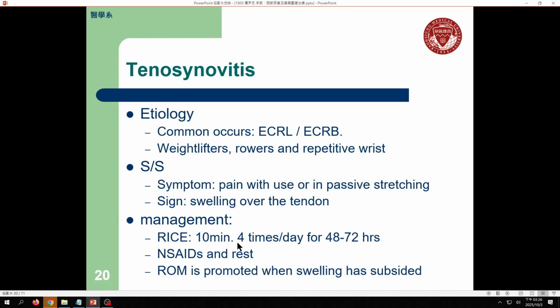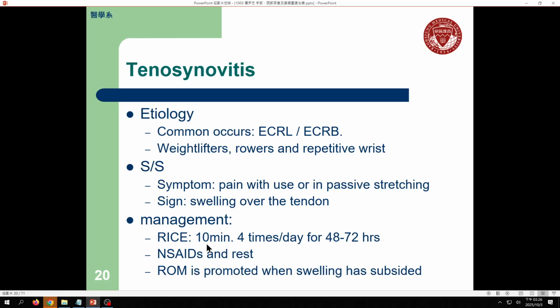Some protocols say 10 minutes is okay, but some say 20, not above 30 minutes, right? And then 4 times per day for 3 days. Why 3 days? Yes, that's the acute stage. The hematoma stage is 1 day, and after that the inflammation stage, maybe within one week. But the hematoma and inflammation stage happen within 3 days.